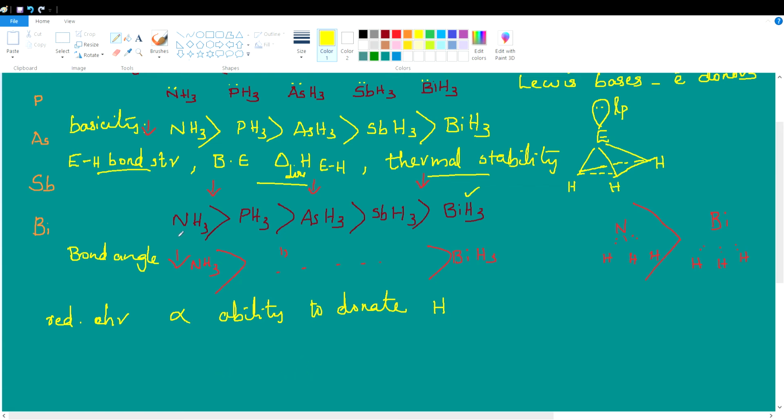The bond between nitrogen and hydrogen is very strong. Difficult to break and difficult to donate hydrogen. That means ammonia is the weakest reducing agent. That is, the order is just the opposite. That is NH3 is a weaker reducing agent than PH3, than AsH3, than SbH3, than BiH3. Bismuth hydride is the strongest reducing agent. Ammonia is the weakest reducing agent among the hydrides of group 15.